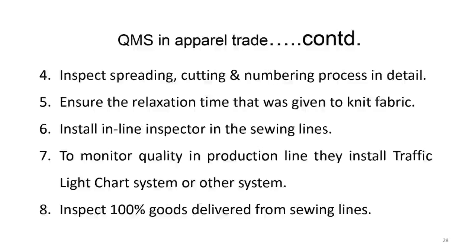So this traffic light chart system is used so that it should be visible for everyone to see who is doing good. I have a green card, the other has an amber card, and the third one has a red card. Red card means you're not doing a great job. So there's a lot of pressure on the person who's got a red card. That person will have to do things in such a way that the majority of the pieces being made by the person are okay. Only then is this person going to get a green card.